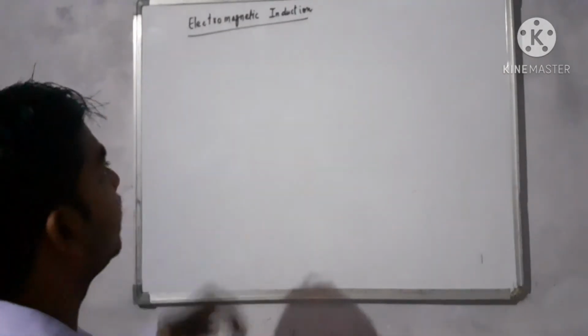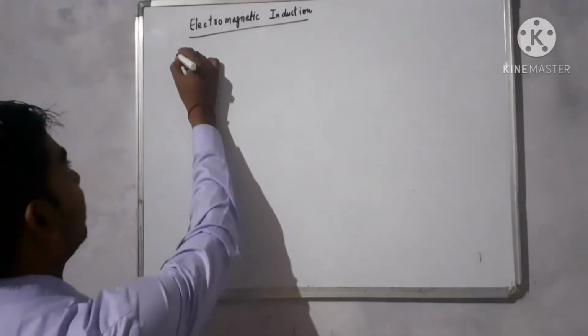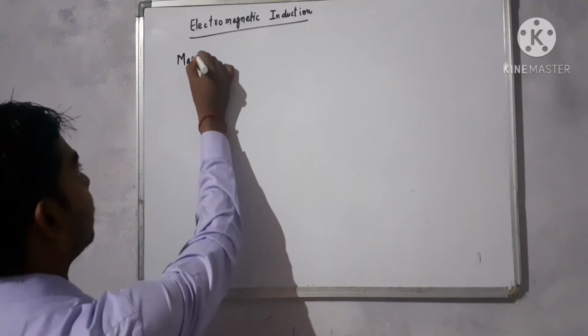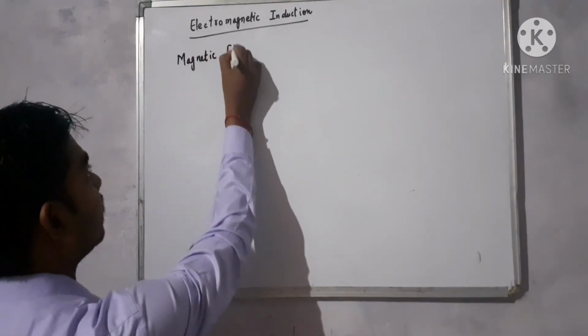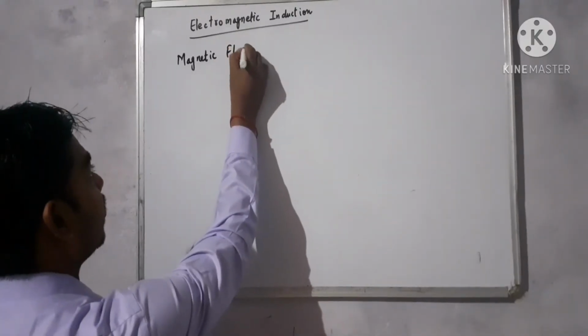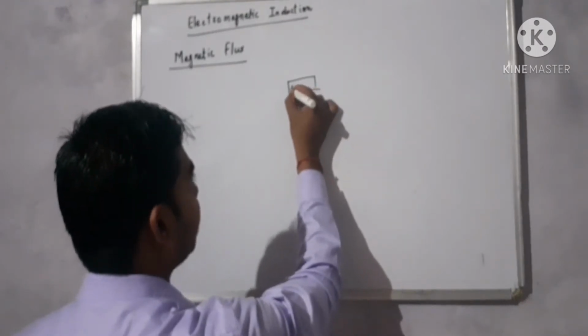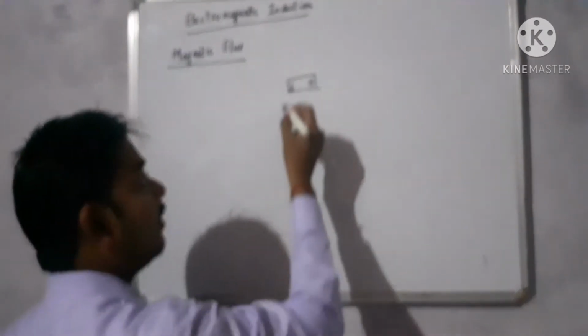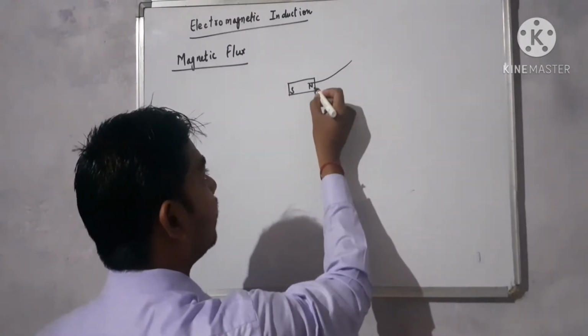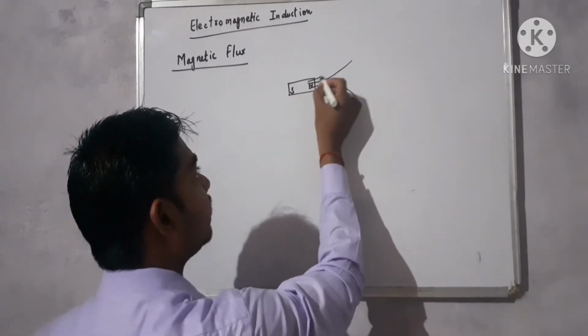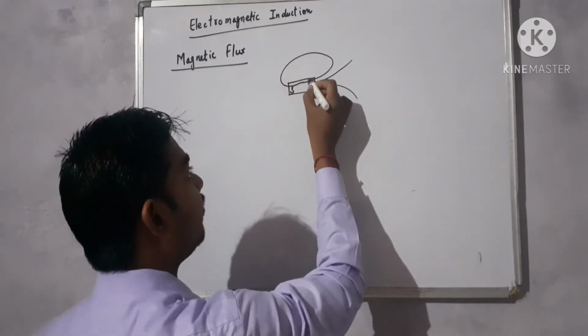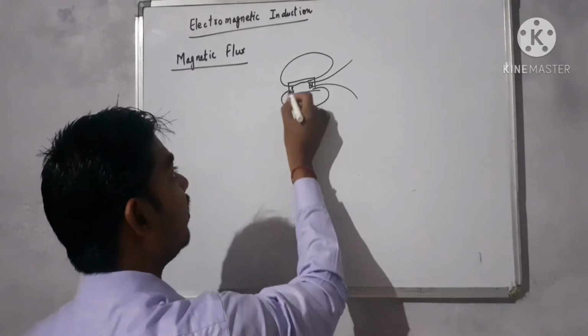Today's topic is electromagnetic induction. Before starting this topic, we will discuss magnetic flux. What is magnetic flux? As we know, every magnet, like this bar magnet, has a south pole and a north pole. The magnetic field originates from the north pole and enters the south pole and makes a closed loop. We know it very well.